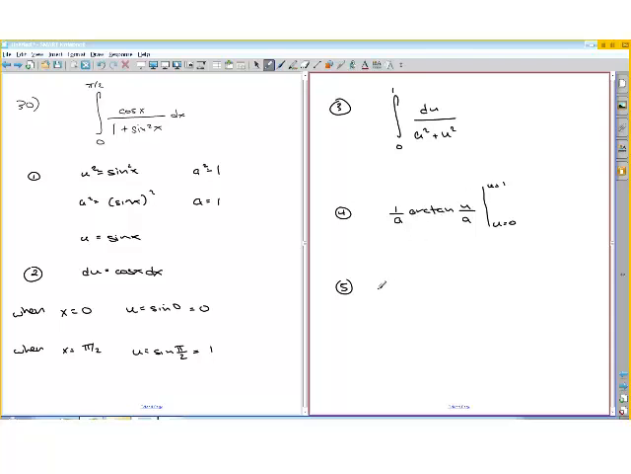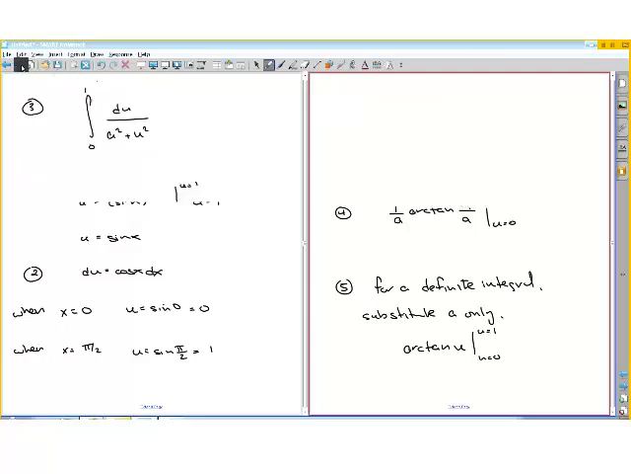So let's go ahead and substitute a in. So let's say for a definite integral, that's what we're doing, substitute a only, because we're just going to leave it in u. Now, if it were an indefinite integral, we'd substitute a and u. Okay, a is 1, so we just get the arc tangent of u, where u is between 0 and 1.